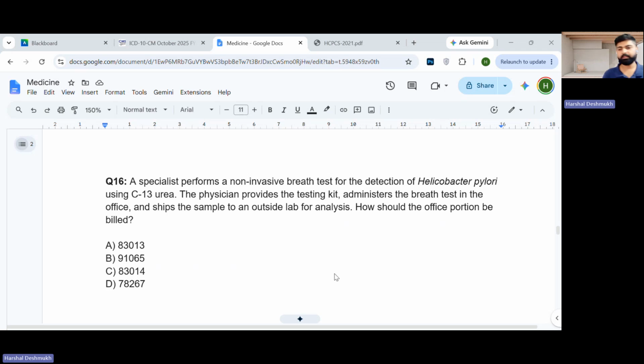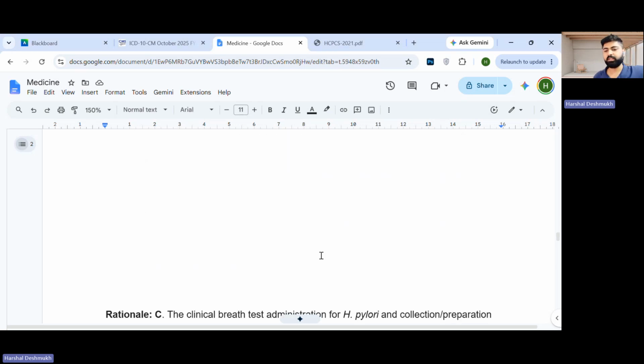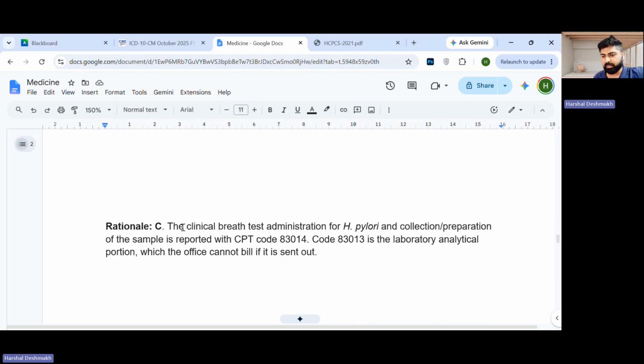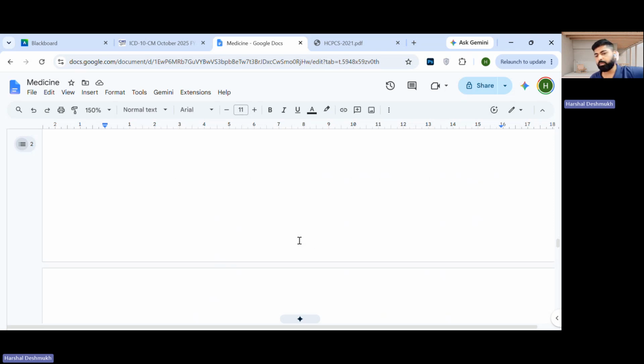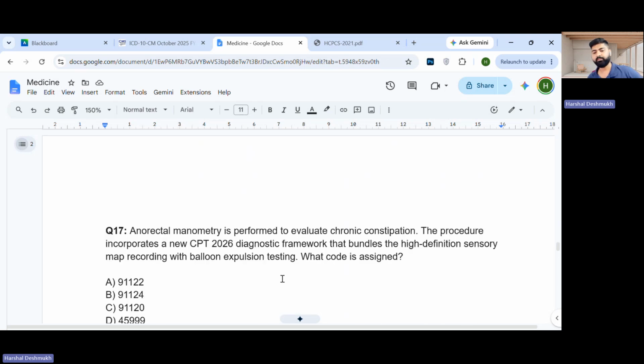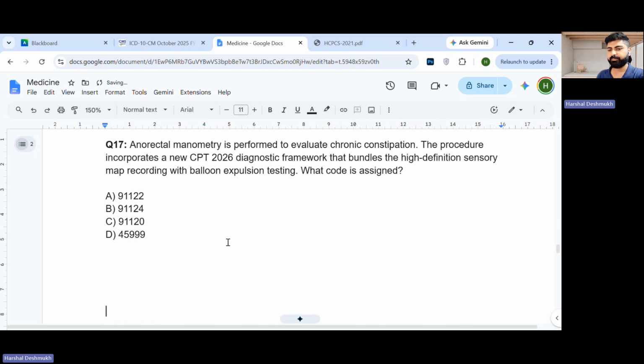All right. The answer to this question, number 16, is option C. The clinical administration for this bacteria should be reported with code 83014. Moving on to the next one, question number 17. Apologies if you have seen the answer there.